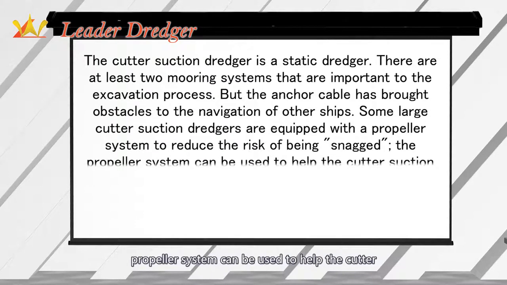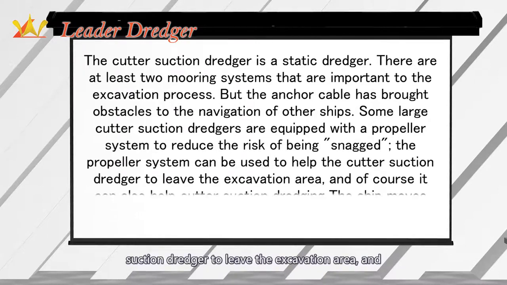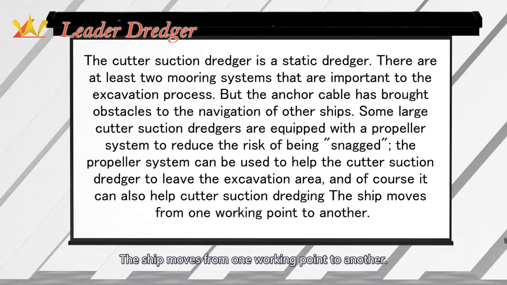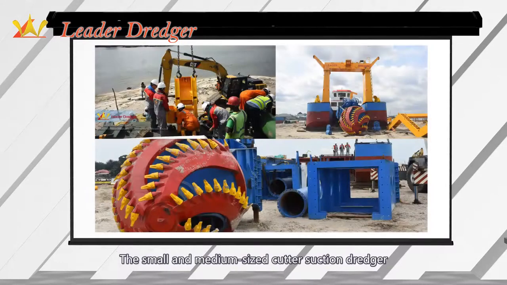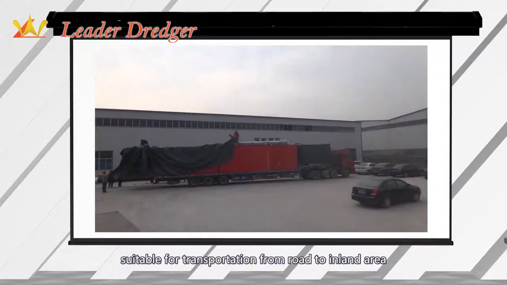The propeller system can be used to help the cutter suction dredger to leave the excavation area, and of course, it can also help the ship move from one working point to another. The small and medium-sized cutter suction dredger can be made detachable. This method is more suitable for transportation by road to inland areas without waterway.